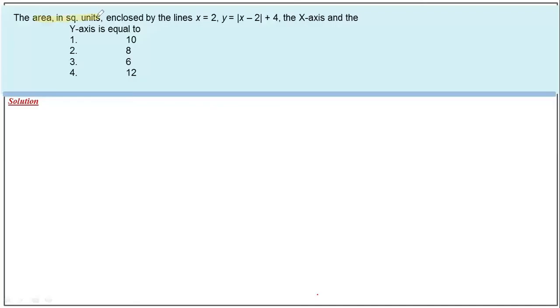The area in square units enclosed by the lines x equal to 2, y equal to mod of x minus 2 plus 4, and the x-axis and the y-axis is equal to which of the following?